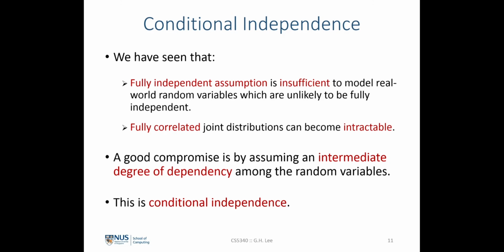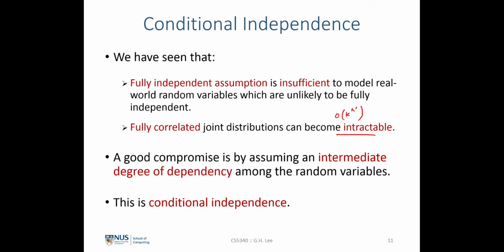As I mentioned earlier, we have seen both ends of the spectrum. When we assume that all the random variables are fully independent, this is insufficient to model real-world problems, because we saw in the spelling example as well as the image labeling example that there is indeed a correlation between every random variable and its neighbors. And if we assume that all the random variables are fully correlated, this can become intractable because it has exponential complexity of k to the power of n in terms of the number of parameters in the joint distribution. And of course, an intelligent guess of what's going to happen next would be that we are going to find something in between these two extreme ends.